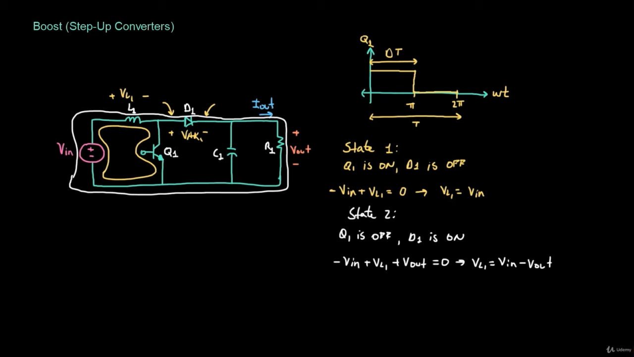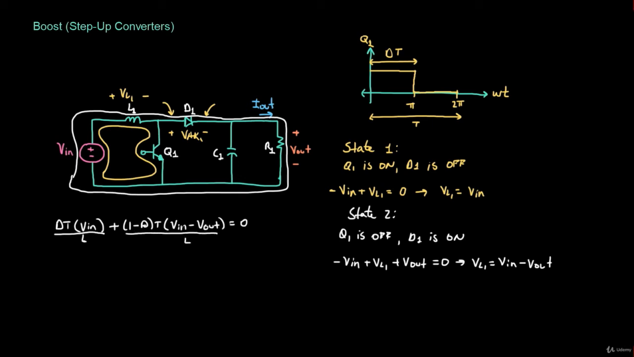So let's go ahead and write that down. We're going to say that D times T times Vin plus (1 minus D) times T times (Vin minus Vout) is going to be 0. I did the same thing for the buck converter, but I actually skipped one step. This should technically be over L, and this right here would be over L as well.